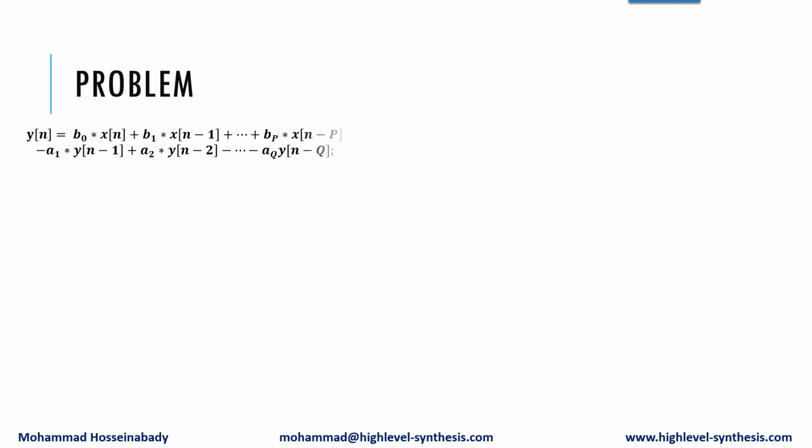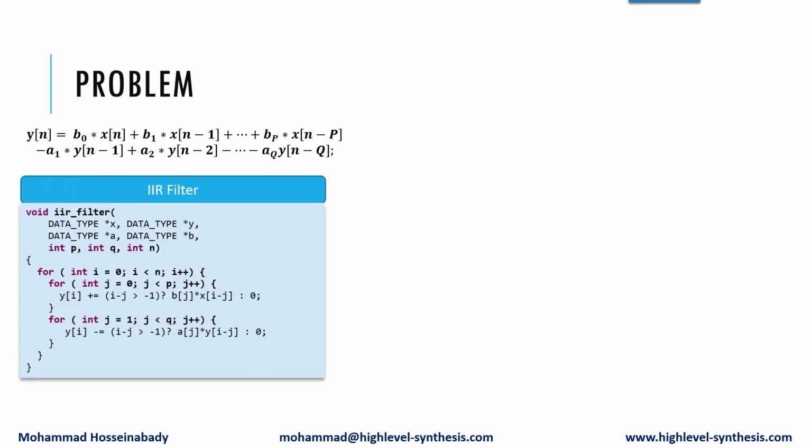This formula represents a general form of an IIR filter, in which P is the forward filter order and Q is the feedback filter order. The a_i's and b_i's are the filter coefficients. This code shows a software-oriented implementation of the algorithm.